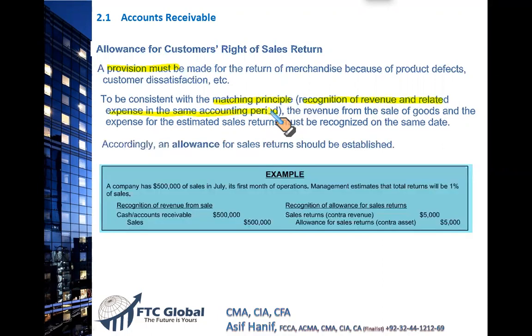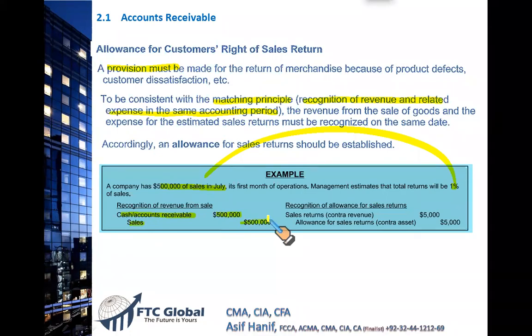Let's do the example. A company has 500,000 of sales in July. It's its first month of operation, it just started its business. Management estimates the total return will be 1% of sales. 1% of sales means 5,000. So you're going to make two entries simultaneously. First, you will record the sales by debiting the cash account. You receive 500,000 and credit the sales account.